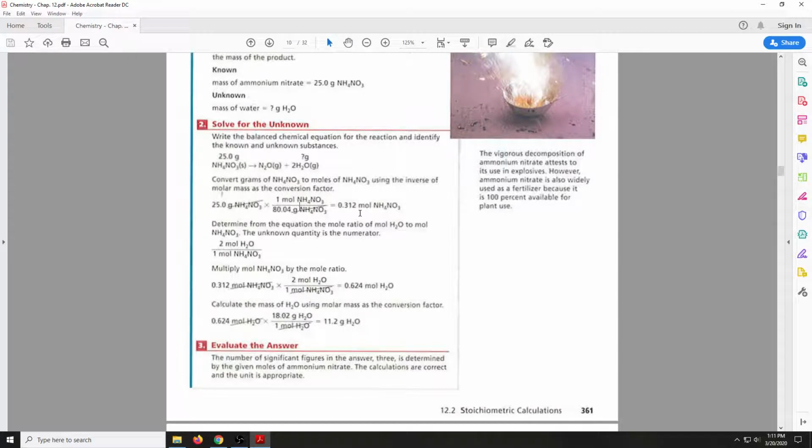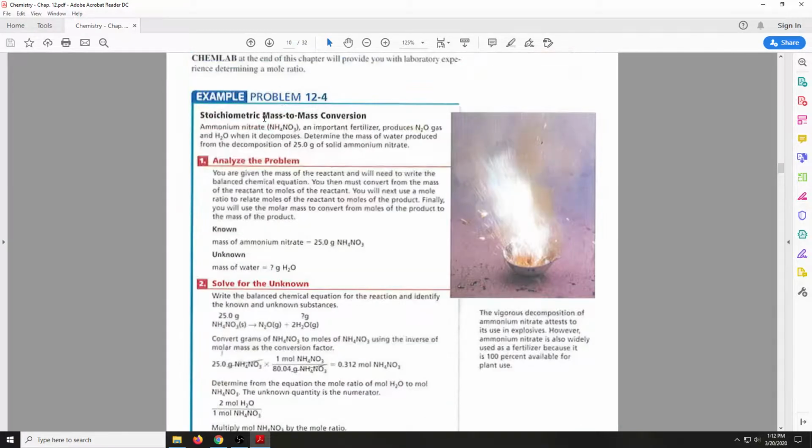But we're not concerned with moles of ammonium nitrate, we're concerned with moles of water. So let's go ahead and compare moles of water to moles of ammonium nitrate. And we get this conversion factor. Once again, how do I know that this goes on the bottom? Because I want to cancel this unit out, I need to make sure that unit is on the bottom. Right? So this will be 0.312 multiplied by 2 divided by 1, and that gets us 0.624.